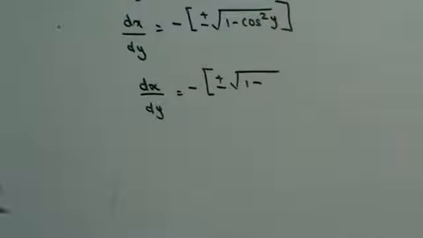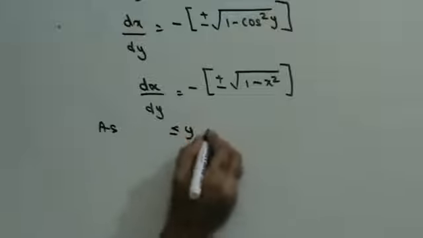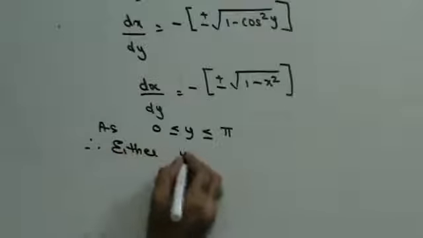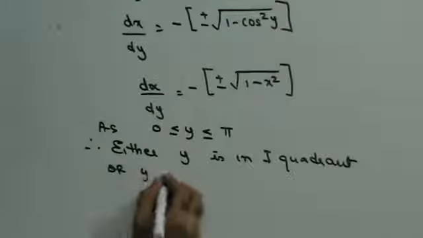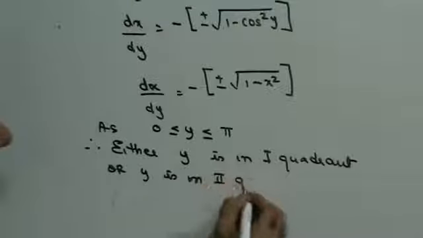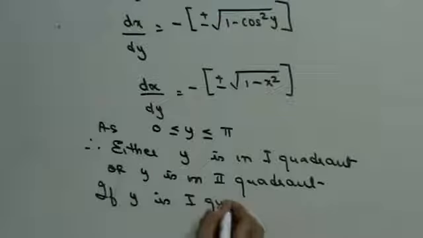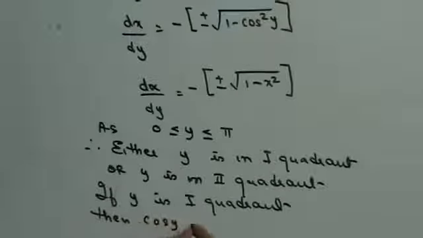Right, in the beginning of the sum we had assumed cos y as x. So 1 minus x square. Right? Now, I can say that as y is greater than 0 and less than 180, therefore either y is in the first quadrant or y is in the second quadrant. If y is in the first quadrant, then cos y is positive.